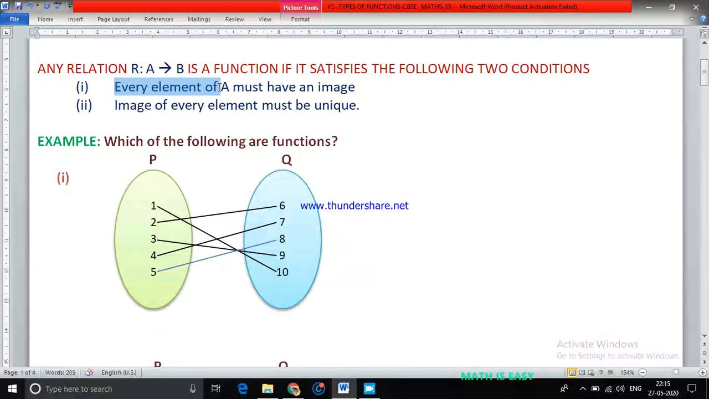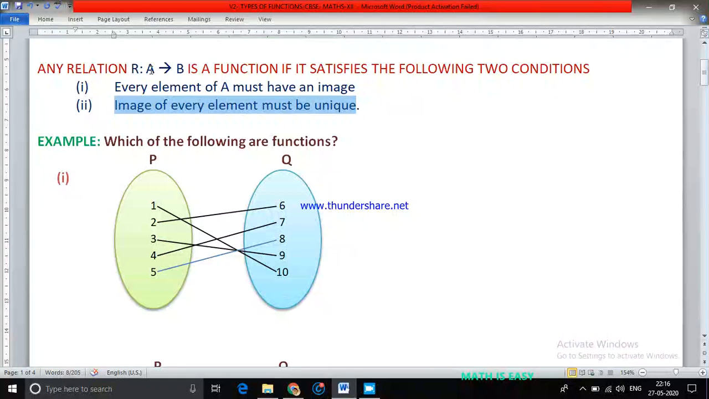First thing is every element of A must have an image. Every element of A means whatever the first set is, in this set every element must have a mapping with the elements of B. There should not be any element left out in A without mapping. Second point is the image of every element must be unique. What do you mean by unique? Any one element of A cannot have more than one image from set B.